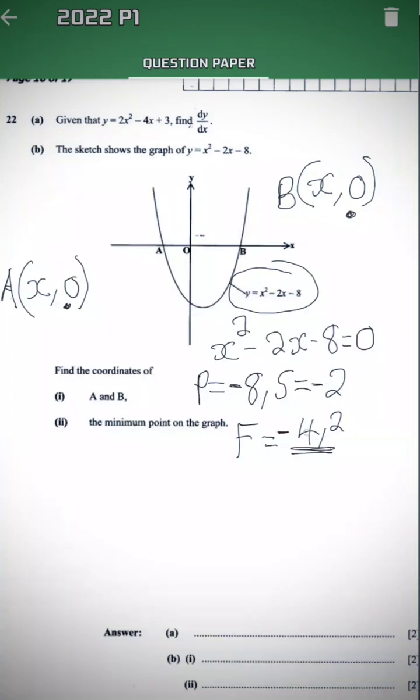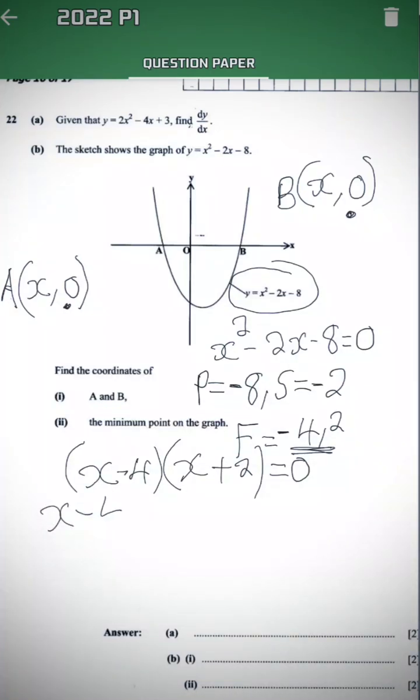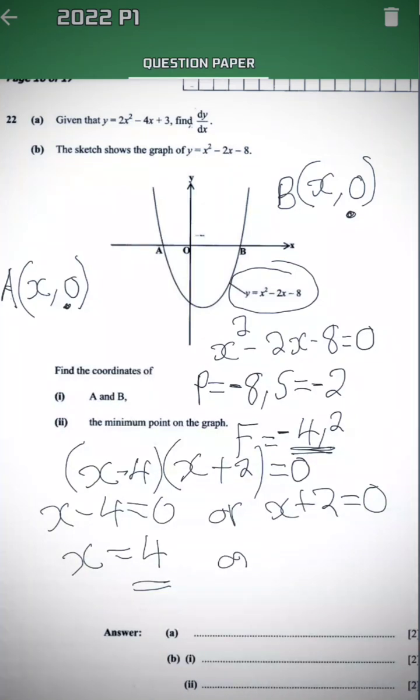As long as the coefficient there is 1, you just say x minus 4. This is the easiest way of answering that. You say x plus 2, that's a positive 2, equal to 0. After you do this, x minus 4 equates to 0, or x plus 2 equates to 0. So what is your answer? x is equal to 4, or x is equal to -2.